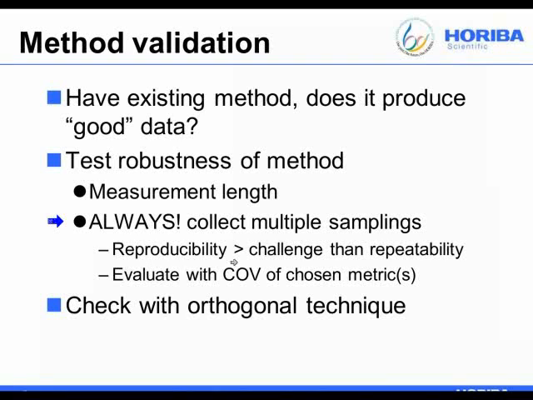And that is a greater challenge than just repeatability. Repeatability is one sampling measured multiple times. And because it is a greater challenge, it's also a better measure of how robust your method is. And we would say evaluate the reproducibility by measuring the coefficient of variation of whatever your metric is. So if it's the D50 median or the D90 or the mean, measure the coefficient of variation. And we have a lot of material, again, on the website about how to do that. If you own an LA-950, it'll do that for you automatically.